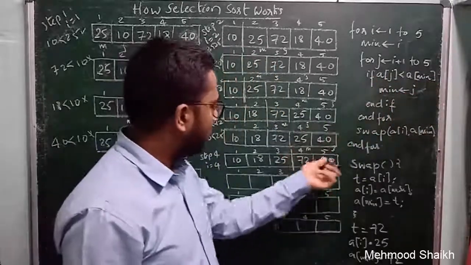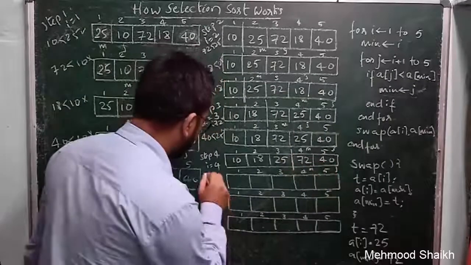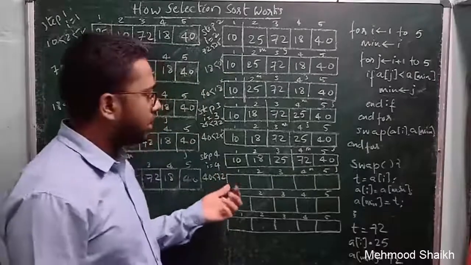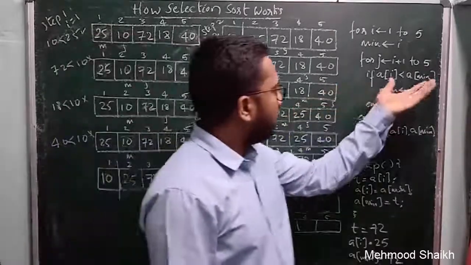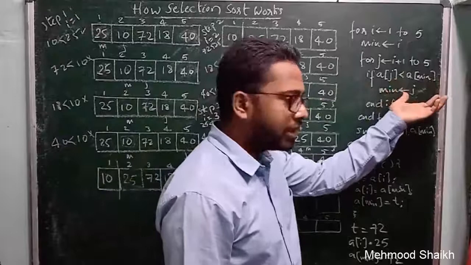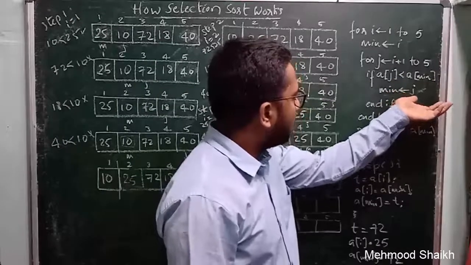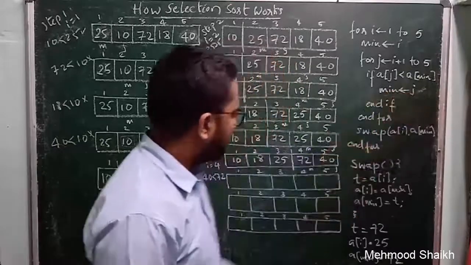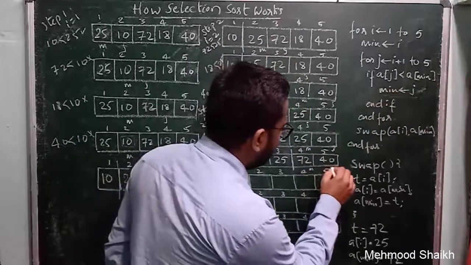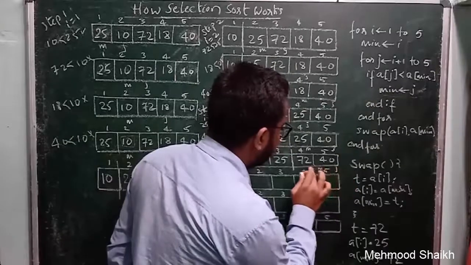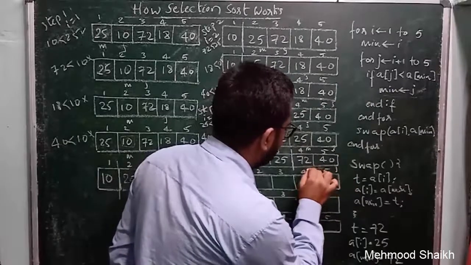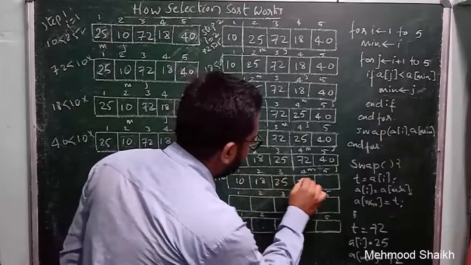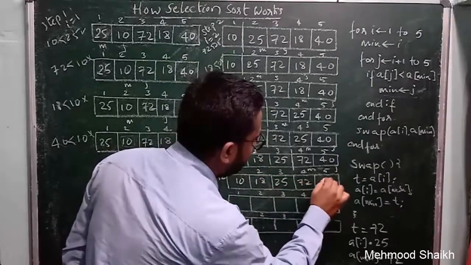We will compare both of these elements, whether 40 is less than 72. Yes, 40 is less than 72. Condition true. When the condition becomes true, this statement gets executed where we will pass the value of j to min. So now this last element will become the minimum element. Okay, so let me just write down here 10, 18, 25, 72 and 40.